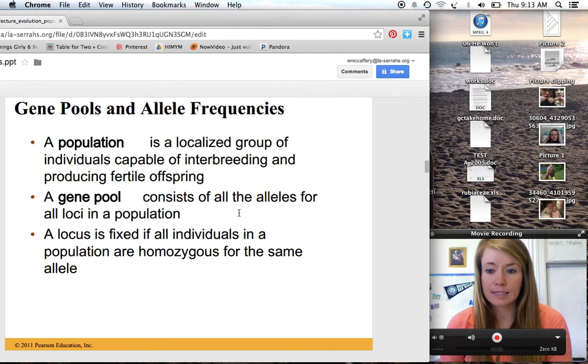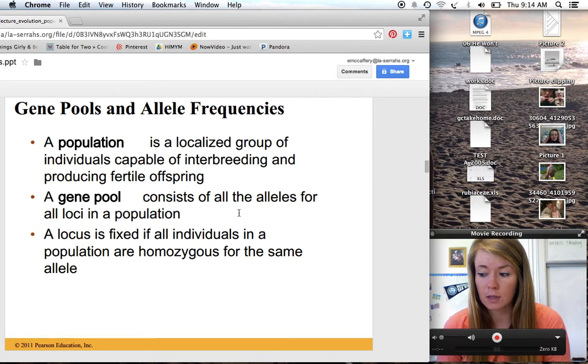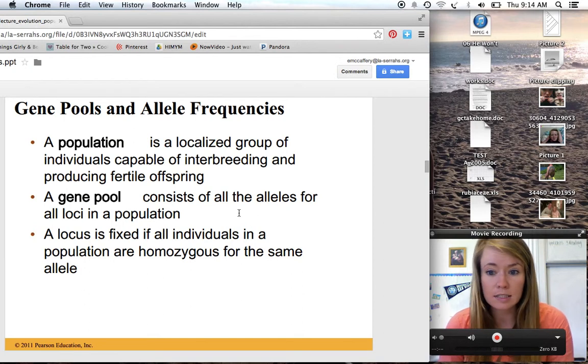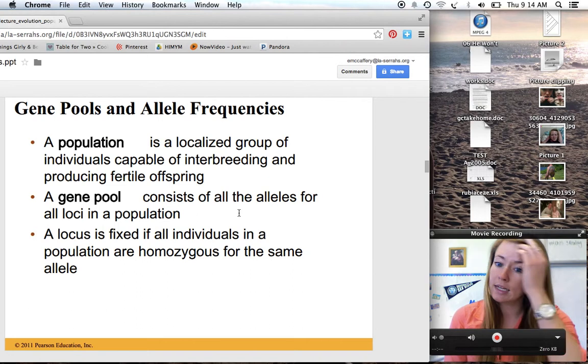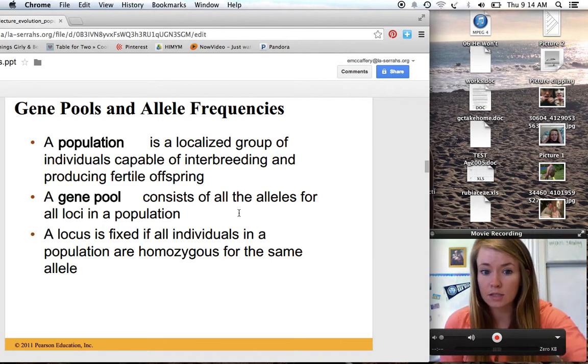And we can talk about a population and call it fixed at a specific gene, a specific locus, if there's only one allele present. So that means that if there's only the dominant allele present, then every single organism is going to be homozygous dominant. Or if there's only the recessive allele present, then every single organism is going to be homozygous recessive. So we call that fixed, if it's stuck there.